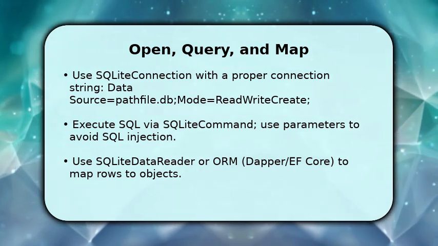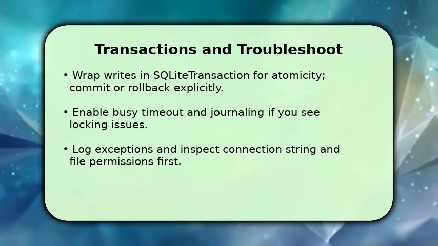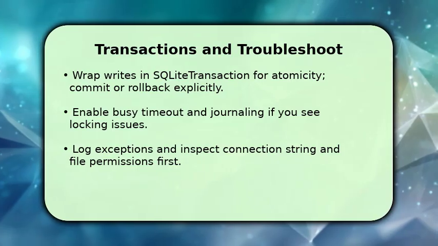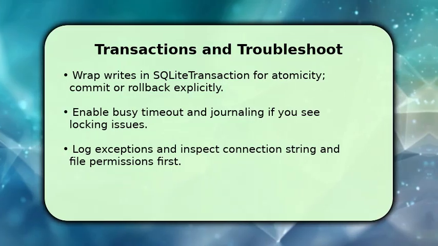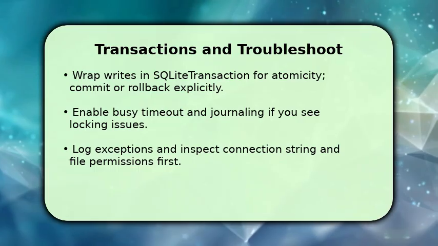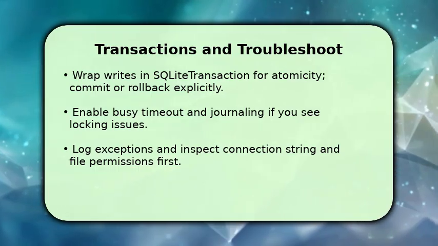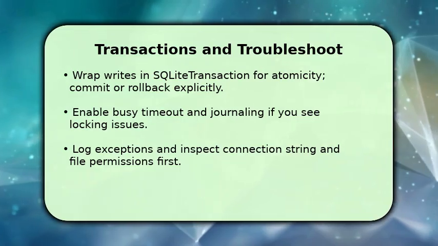to objects. Finish by making your operations robust. Wrap write sequences in an Sqlite transaction and commit only when all commands succeed, otherwise roll back. Set PRAGMA journal_mode=WAL and a busy timeout to reduce contention when multiple threads or processes access the file. Make sure to close and dispose connections with using blocks so handles aren't leaked.